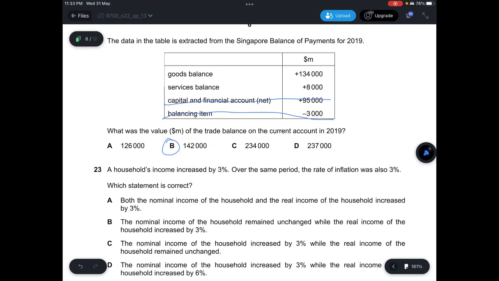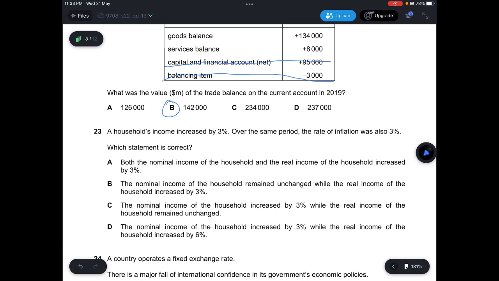So answer is B. Question 23, a household's income increased by 3%. Over the same period, the rate of inflation was also 3%, and which statement is correct?